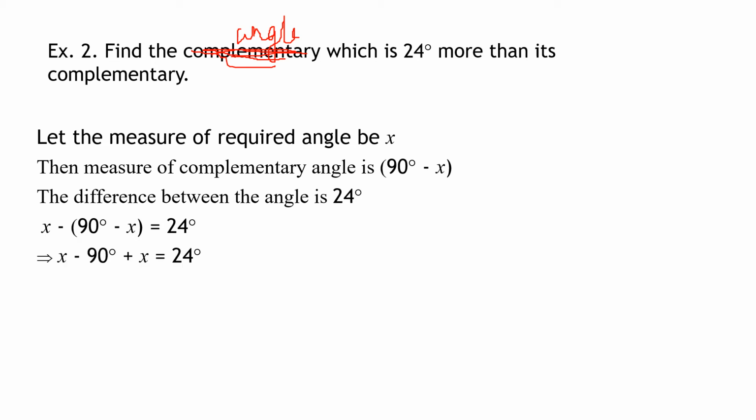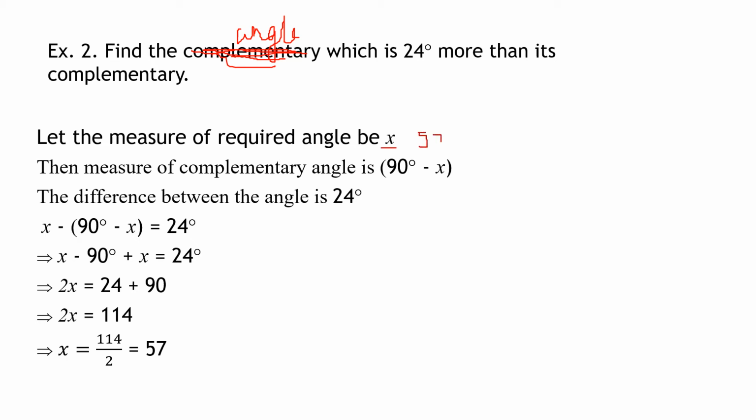Opening the bracket, x minus 90 plus x equal to 24. So by rearranging, we will get 2x equal to 24, and the minus 90 moves to the opposite side and becomes plus 90. So 2x equal to 24 plus 90, which gives 2x equal to 114. So x is equal to 114 upon 2, and that is 57. So our required angle x is 57.